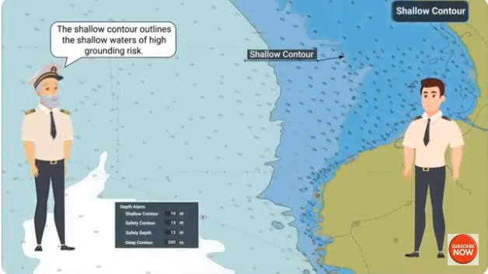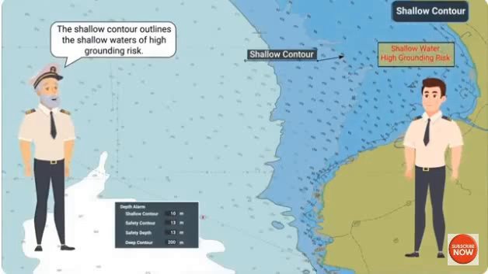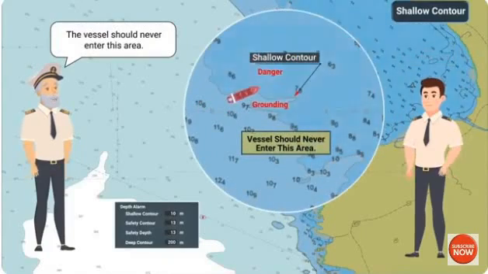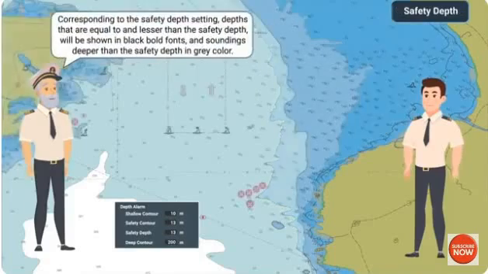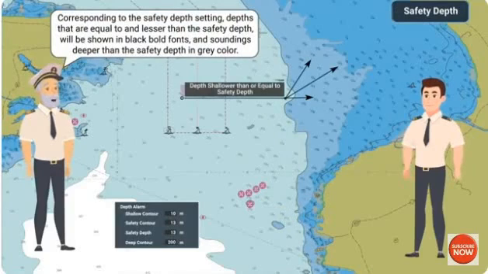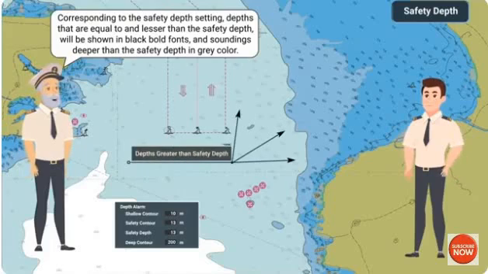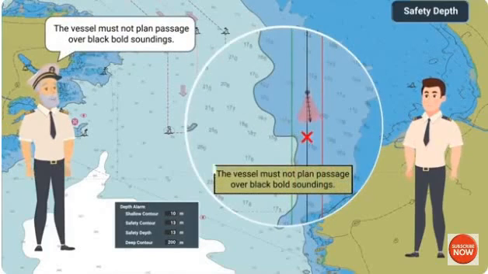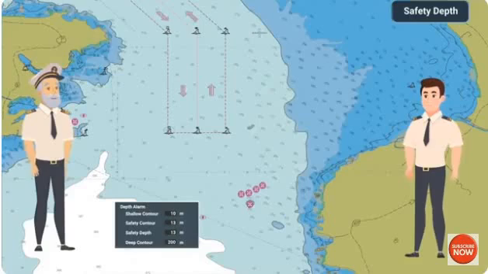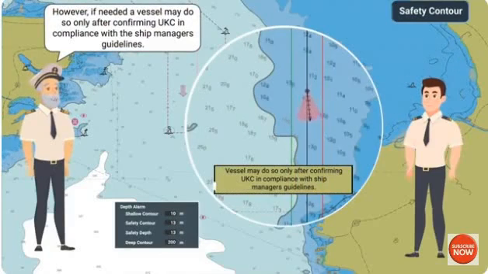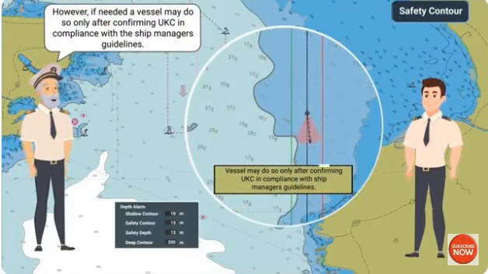The shallow contour outlines the shallow waters of high grounding risk. Depth less than the shallow contour is shown in blue color. The vessel should never enter this area. Corresponding to the safety depth settings, depths that are equal to and lesser than the safety depth will be shown in black bold fonts and soundings deeper than the safety depth in grey color. The vessel must not plan passage over black bold soundings. However, if needed, a vessel may do so only after confirming UKC in compliance with the ship manager's guidelines.